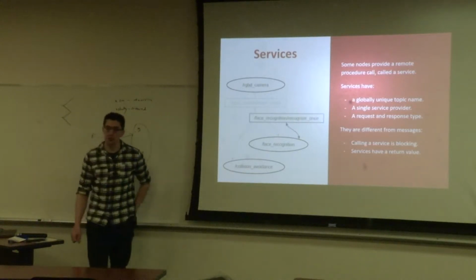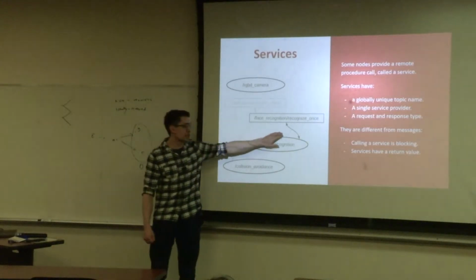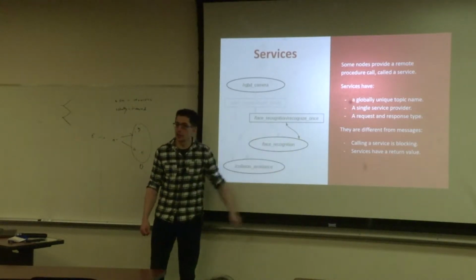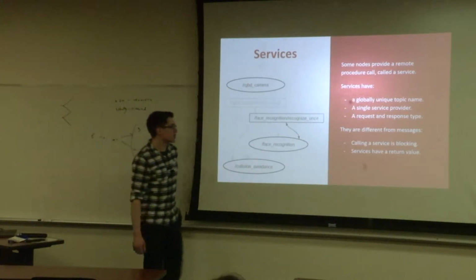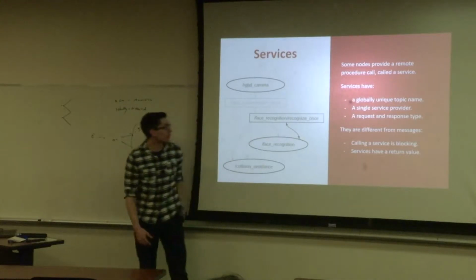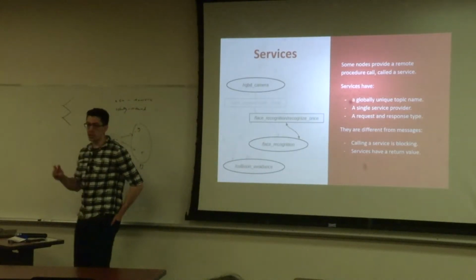I will also, in my diagrams, use boxes for services, but I'll use a double-headed arrow to show that it's a service call. So an example service might be provided by face recognition that, when called, performs a single recognize action.